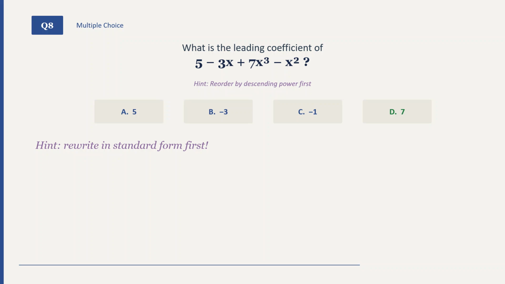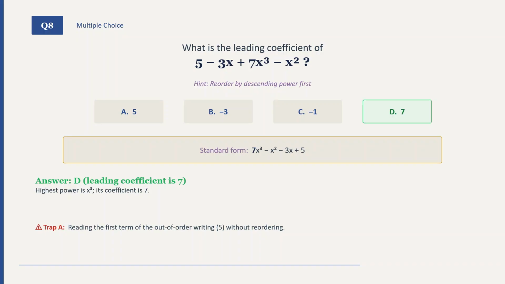Question 8. What is the leading coefficient of 5 minus 3x plus 7x cubed minus x squared? Be careful, this polynomial is not in standard form. Rewrite it first, then identify the leading coefficient. The answer is C, 7.